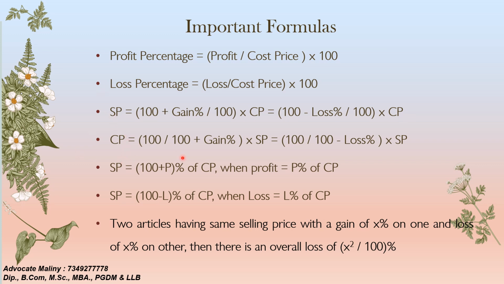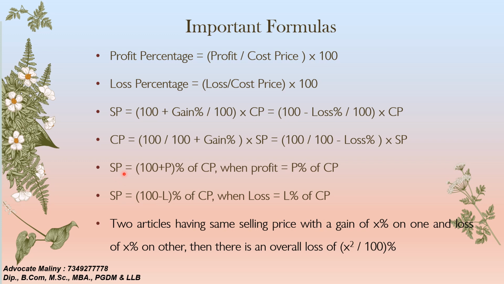Similarly, cost price has a similar formula: 100 divided by 100 plus gain percentage into SP. If you can see, the formula is reversed. For SP, it is 100 plus gain percentage divided by 100. For CP, it is 100 divided by 100 plus gain percentage. And 100 divided by 100 minus loss percentage. Here it is 100 minus loss percentage divided by 100. So these are all formulas which it is easier for you to learn by heart, and it's better to learn by heart.